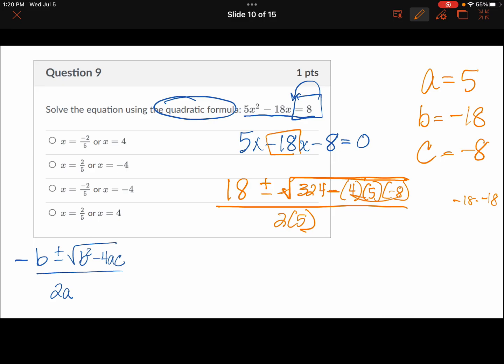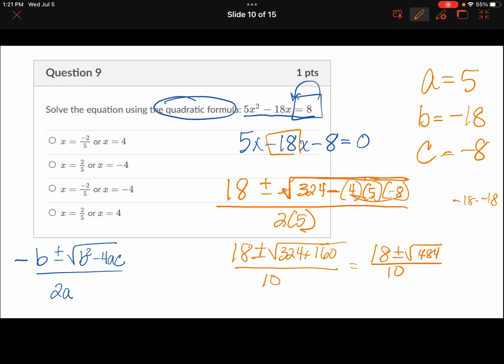If you have one negative sign here, that's going to make this whole thing plus. So my next layer would be 18 plus or minus the square root of 324 plus 160, because 4 times 2 times 5 times 8 is 160. And it would be negative 160, but minus negative 160 is plus, over 10.